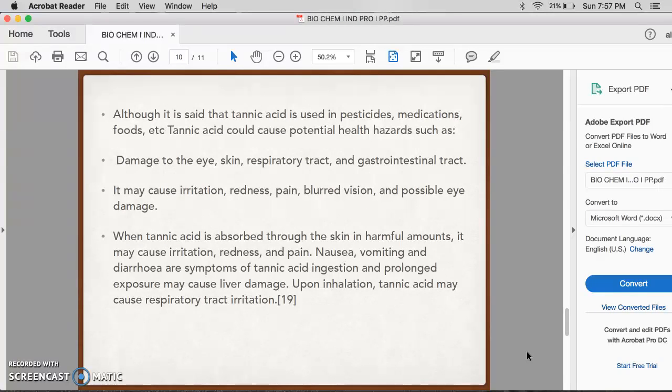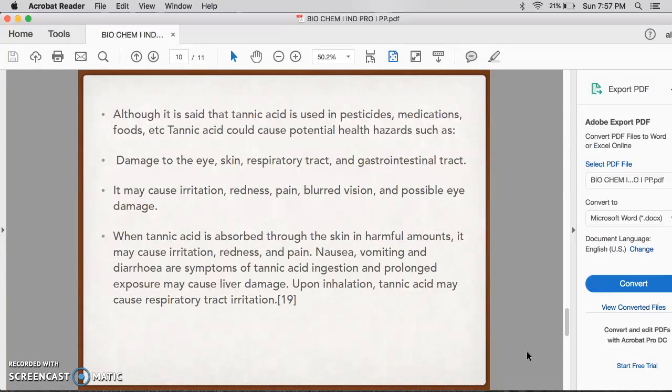Although it is said that tannic acid is used in pesticides, medications, and food, as we mentioned earlier, and also that it was not unhealthy, we see here differently. Tannic acid could cause potential health hazards, such as damage to the eye, skin, respiratory tract, and gastrointestinal tract. It may cause irritation, redness, pain, blurred vision, and possible eye damage.